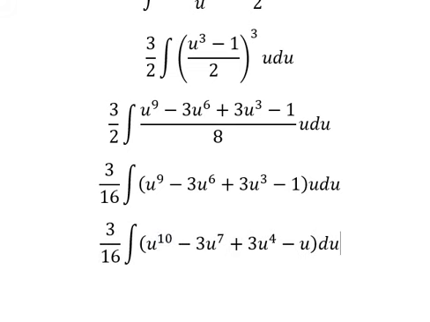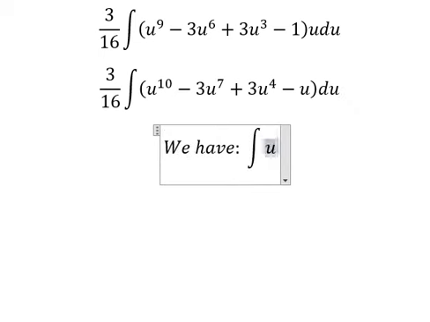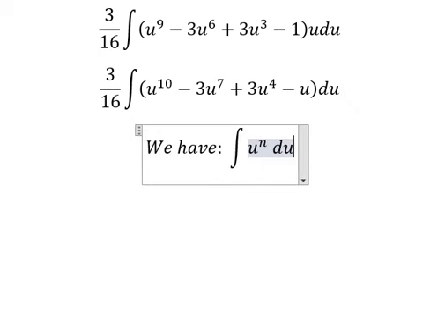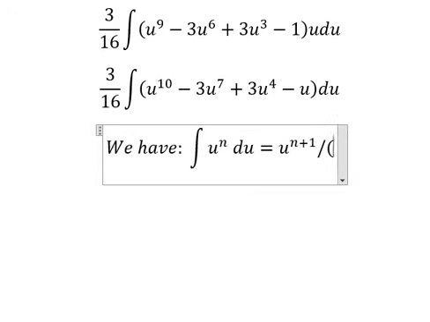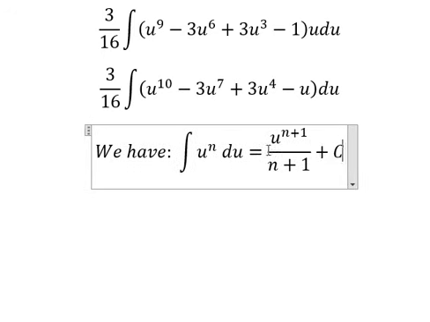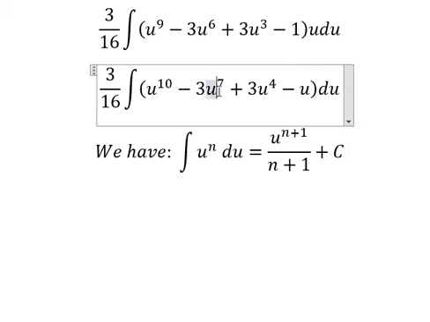And now we can apply the formula in here. The integration of u to the power of n du. We have u to the power of n plus 1 over n plus 1, and we put c. This is the constant. Now we can apply the formula for this one, this one, this one, and this one.